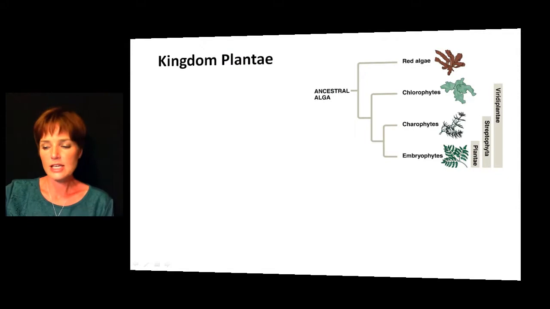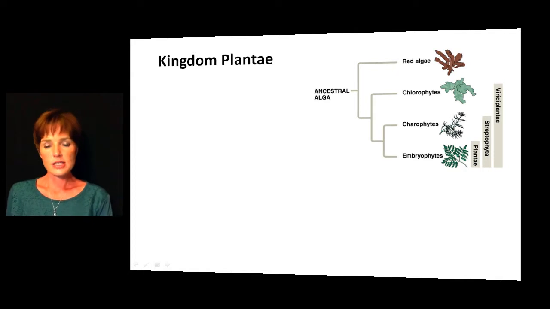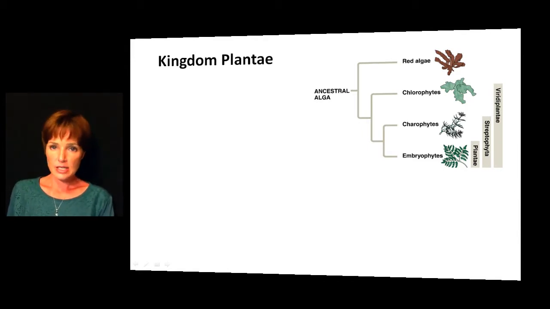So if we look at the kingdom Plantae, this is kind of a general outline of it. You did see a little bit of this in the previous chapter, in the Protist chapter. It is thought that there was one ancestral algae species that gave rise to the red algae, the green algae, and then what we're calling embryophytes here. So embryophytes is what's typically known as the plant kingdom or kingdom Plantae.